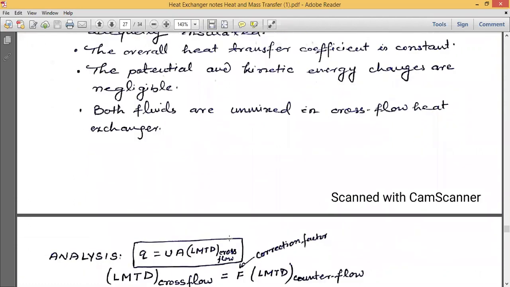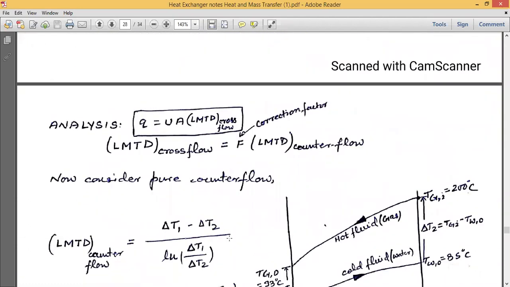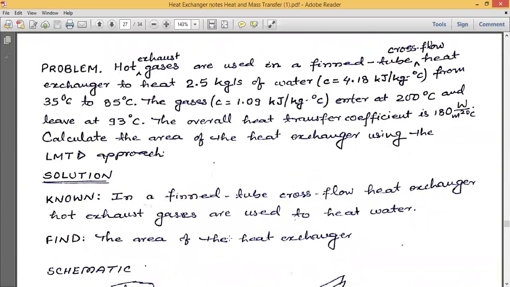So next, we are going to analyze the problem. Let's revise it once again. The problem was that in a finned tube cross flow heat exchanger, the hot exhaust gases were used to heat water, whose mass flow rate, specific heat, inlet temperature and outlet temperature were given. Also, the specific heat of the hot gases and the inlet and outlet temperatures of the hot gases are given. The overall heat transfer coefficient was also given. So by using the LMTD method, you need to determine the area of the heat exchanger.